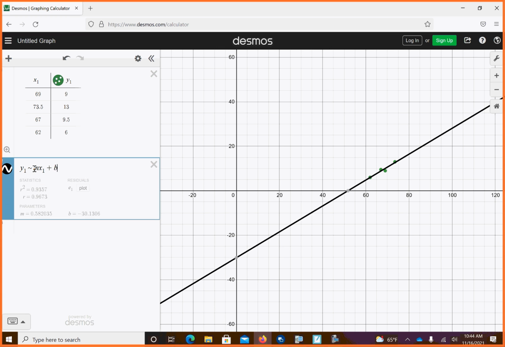Okay. So what this is showing up on the screen is y equals mx plus b. You recognize that y equals mx plus b, correct? So that tells me we have a slope of 0.58 and a b value of negative 30. Okay? So somebody jot that down for me real quick, because I'm going to go back to my screen.